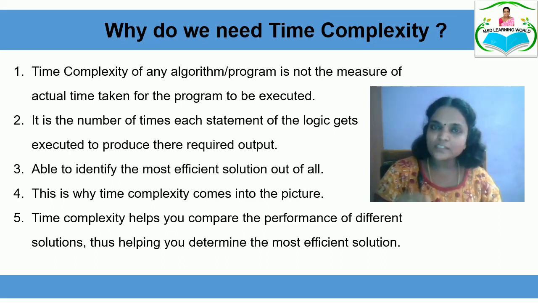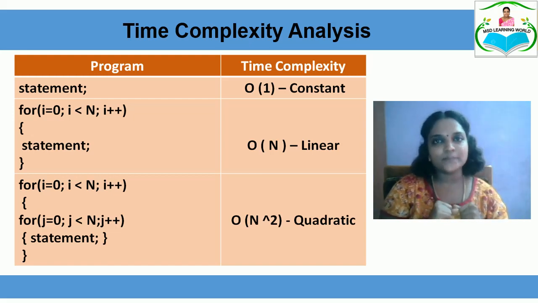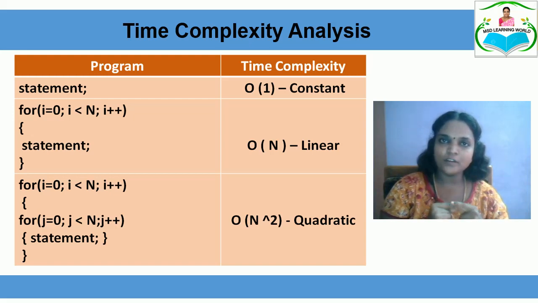So the time complexity is used for measuring the performance of any two algorithms, and it is used for determining which algorithm is best. To find the time complexity of the instructions present in the program, suppose your program contains a single statement, then the time complexity will be constant, order of 1. You can see the specified example here.